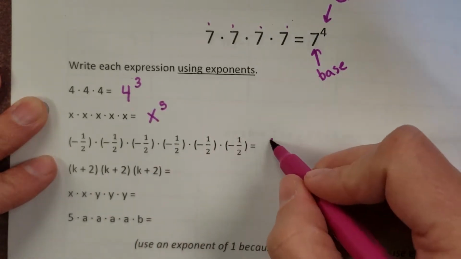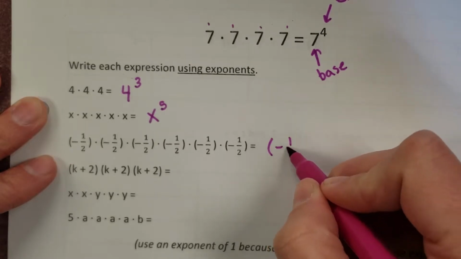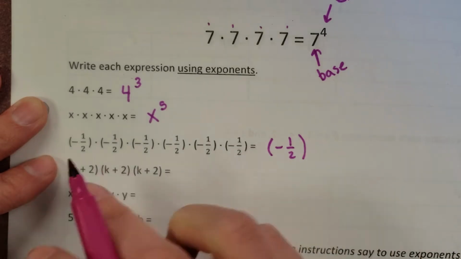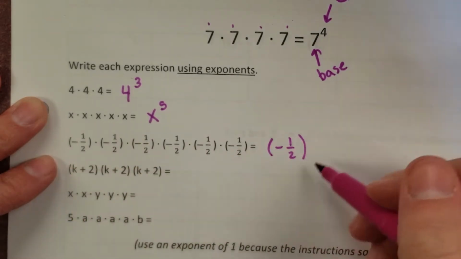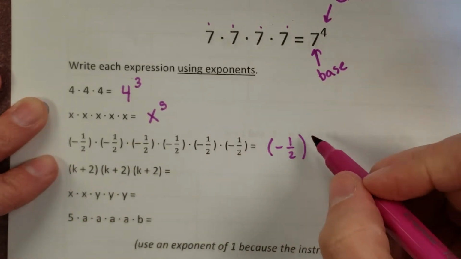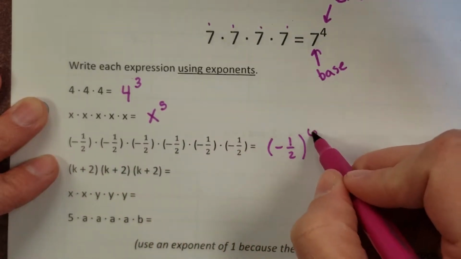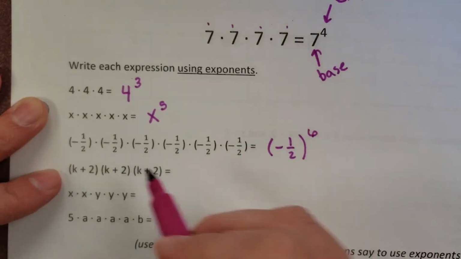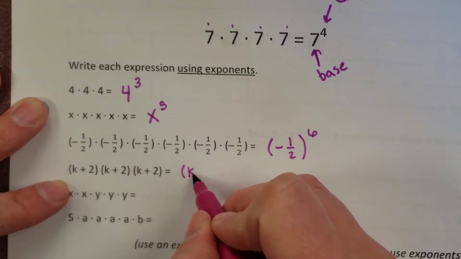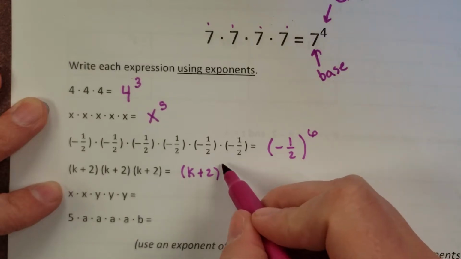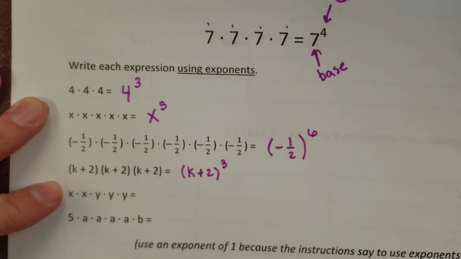Now sometimes your base is going to have funny things like parentheses and negatives, and as long as it's the same thing all the way across, then you use that whole expression as your base. 1, 2, 3, 4, 5, 6 times like so. Your base can also be a whole expression, but this whole expression is repeated exactly 3 times, so we can say k plus 2 cubed.